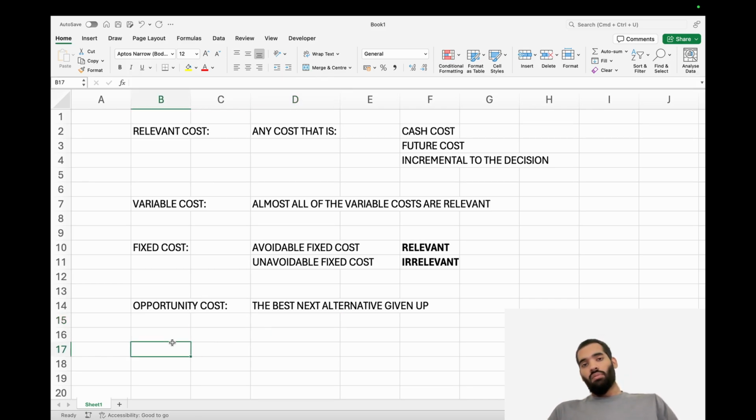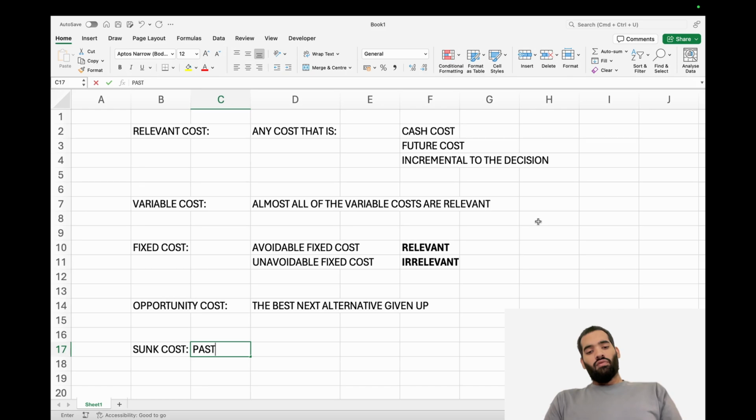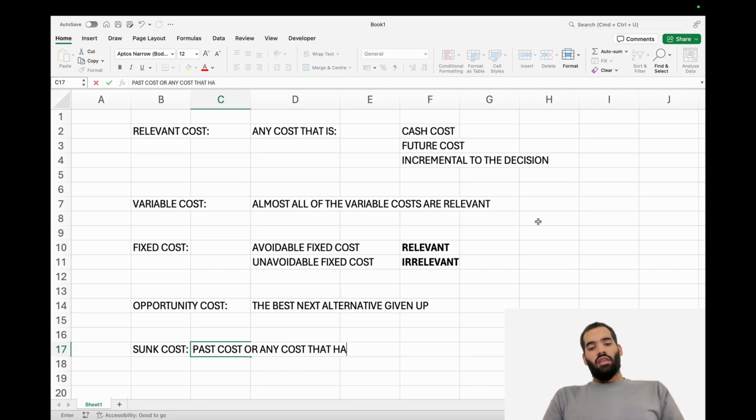The last thing we need to talk about before we move on to the actual solving is sunk cost. If I want to put it technically correctly, sunk cost is any past cost or any cost that has already been incurred. It means it is not up to you whether you incur this cost or not. By the way, incur means it will happen. For our purposes, even if you just think of sunk cost as any past cost, that works. It doesn't really affect us that much, but just to let you know, the full definition is a past cost or any cost that has already been incurred.